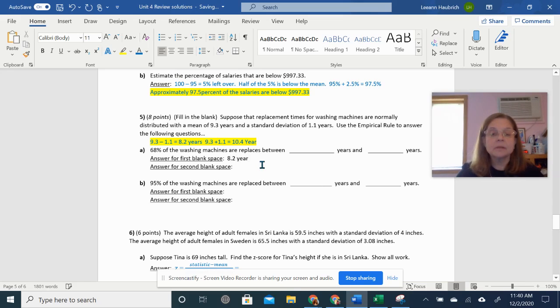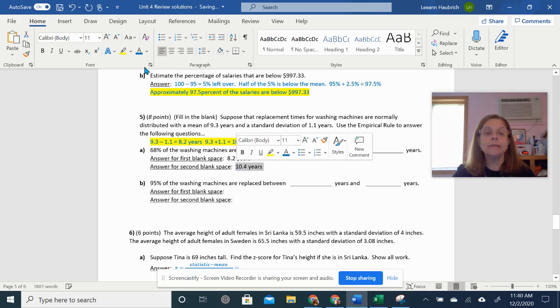8.2 years. Second blank here, 10.4 years. Okay, so this is 1 standard deviation away from the mean, above and below. That's what the 68 means in the empirical rule.